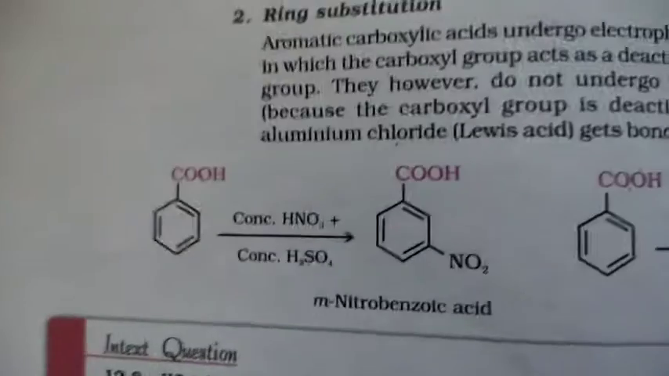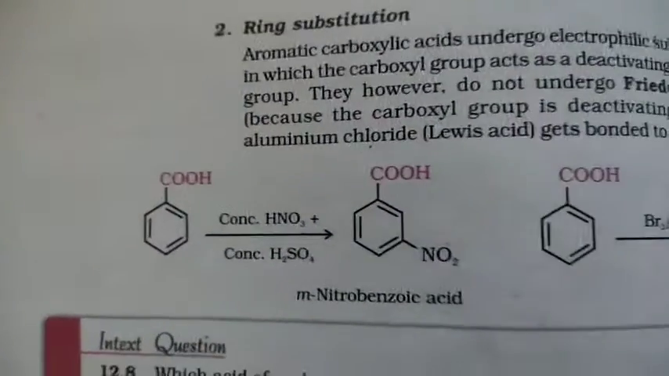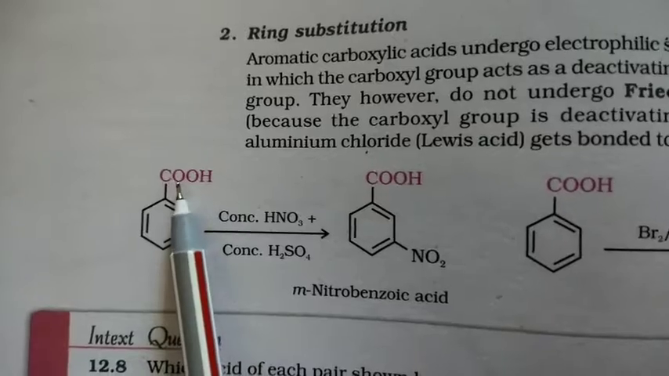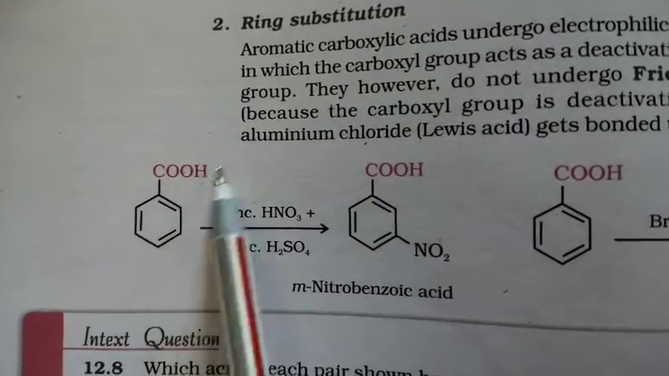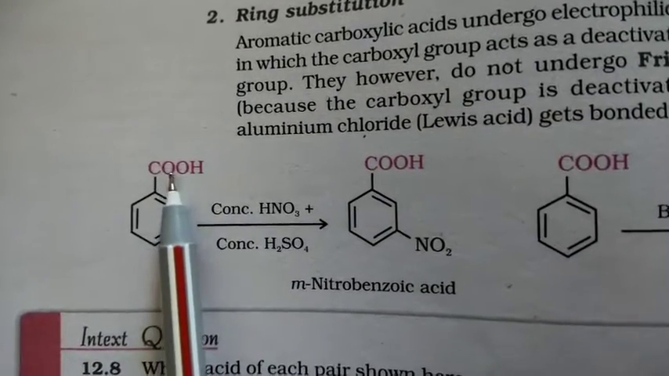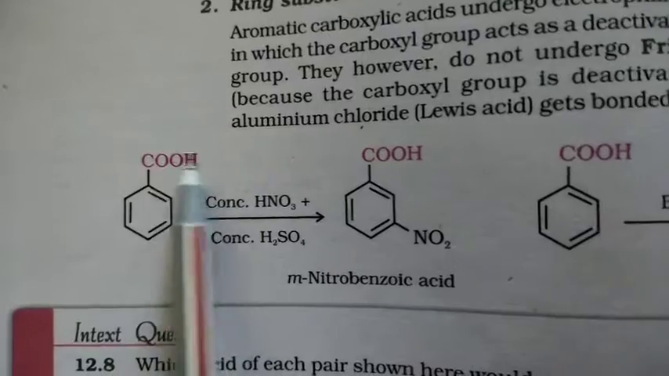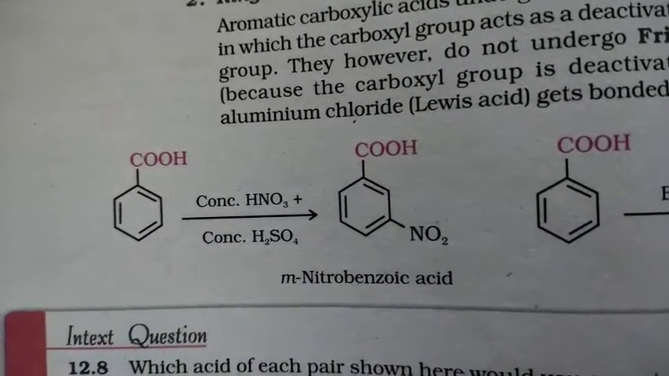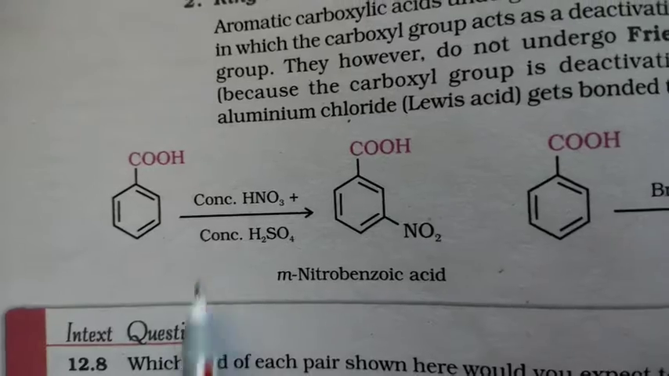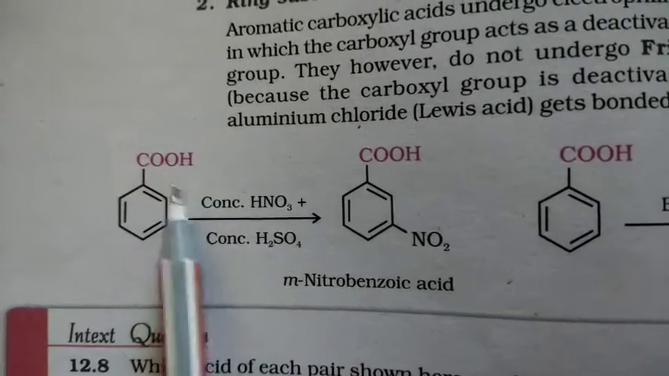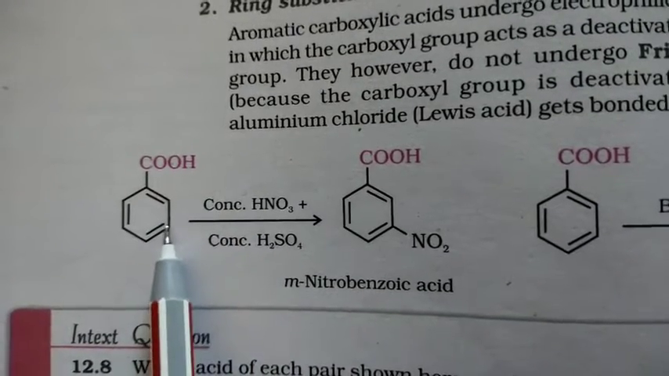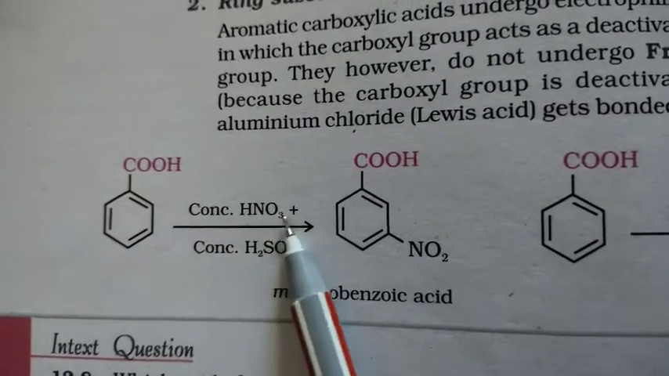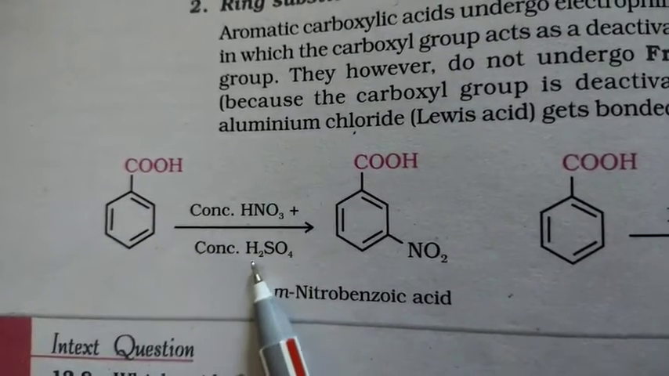The last reaction of this chapter is ring substitution. We have taken benzoic acid, and for your information, this functional group, COOH, acts as a meta directing group. So whatever incoming electrophile is coming, it will direct it to attach at the meta position. We have taken concentrated nitric acid and concentrated sulfuric acid.